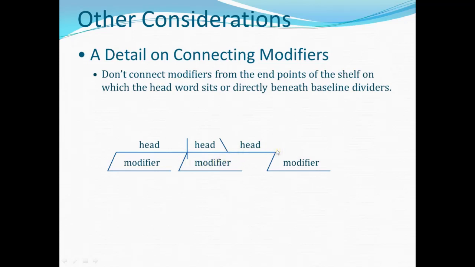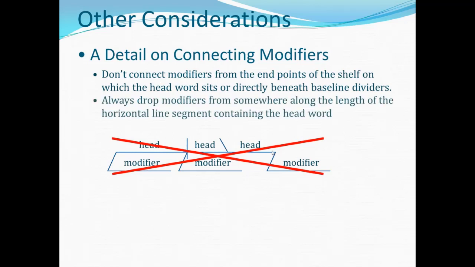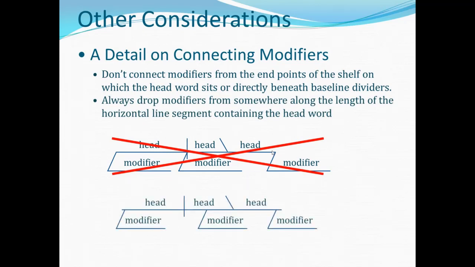Here at the end of the baseline, it looks almost as though this is a continuation of the baseline. For some reason, instead of continuing on straight, the baseline is dropping down and continuing on here. So the end point is not a good point to connect a modifier. So let's put a big red X over those things and not connect modifiers at any of those points. Instead, we want to always drop our modifiers from somewhere along the length of the horizontal line segment that contains the head word. So here would be good places.